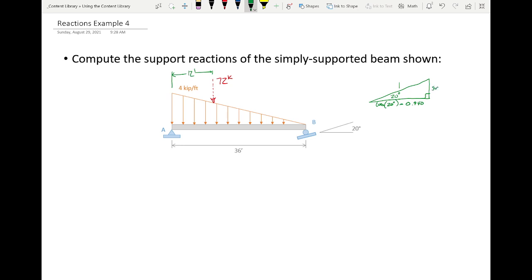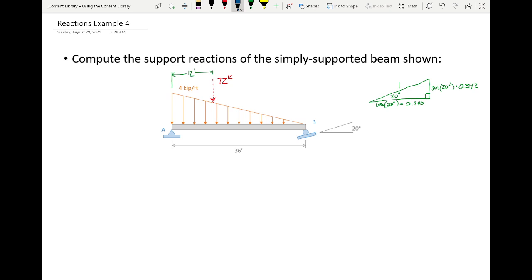Okay. Sine of 20 degrees is what? Okay, did I write that one down? Yes, I got that one right. 0.342. Okay, so here's what I'm going to do. Now the reaction.